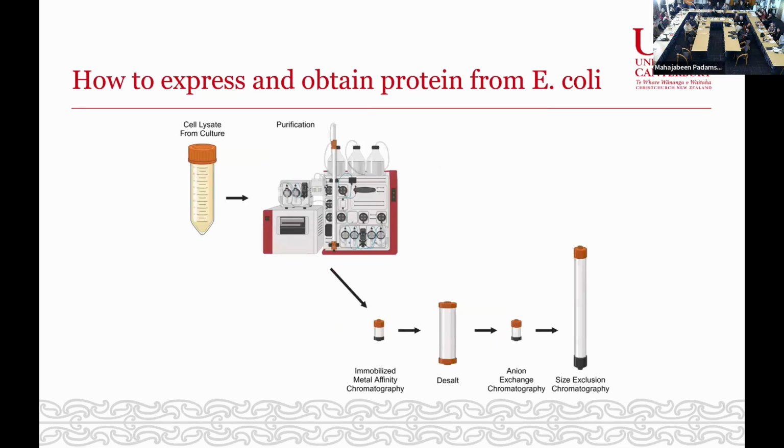So once we have our cell lysate, we can use this wicked machine called an ÄKTA. And we go through these steps where we isolate our protein of interest from all of the other proteins that exist in an E. coli.